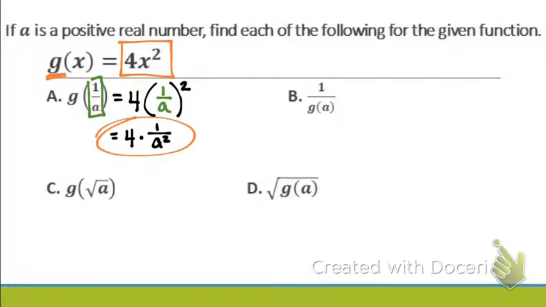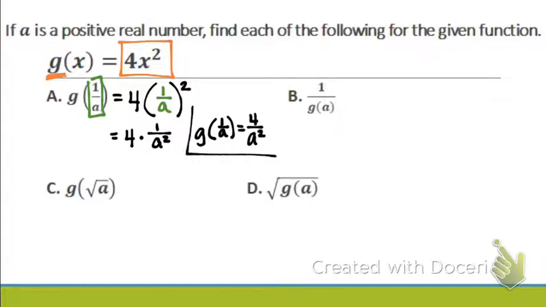Can I do anything more with this expression? Can I simplify it further? Yes. How could I write it? 4 over 1, and then you have this times it, so it'd be 4 over a squared. Yes. g of 1 over a is equal to 4 over a squared. We can't square root it, though, because I don't have it actually equal to something. It's just equal to my function notation.